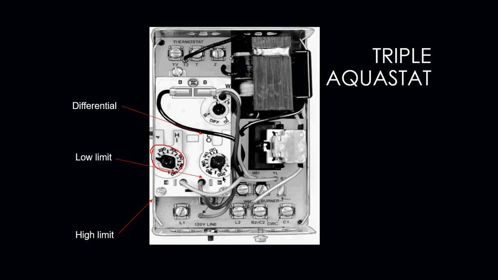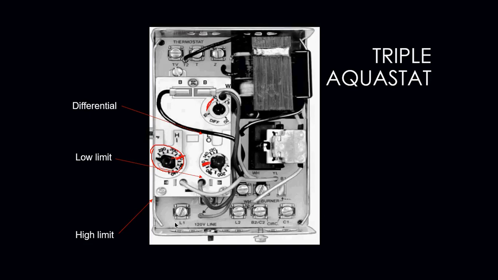And then you have your low limit set point. That can go down as low as 120 and about as high as about 200 degrees. We can mess around with this guy if we need to, but it's usually going to be set somewhere around 160 for our low and 180 for our high, with a differential anywhere between 10 and 15.